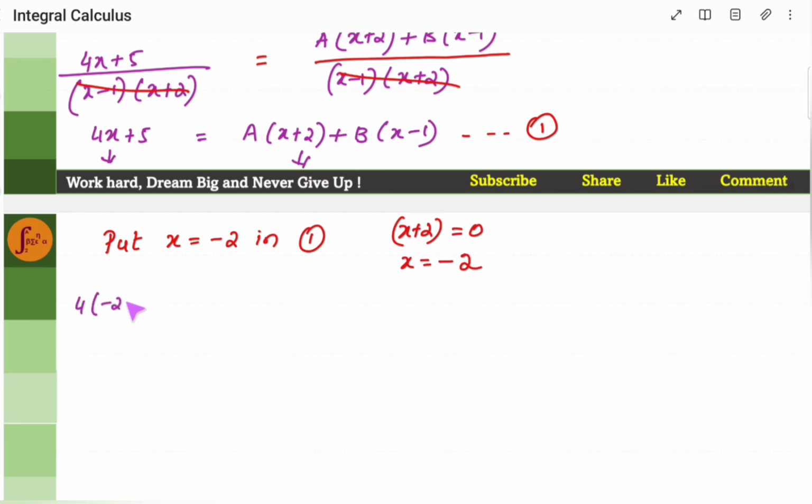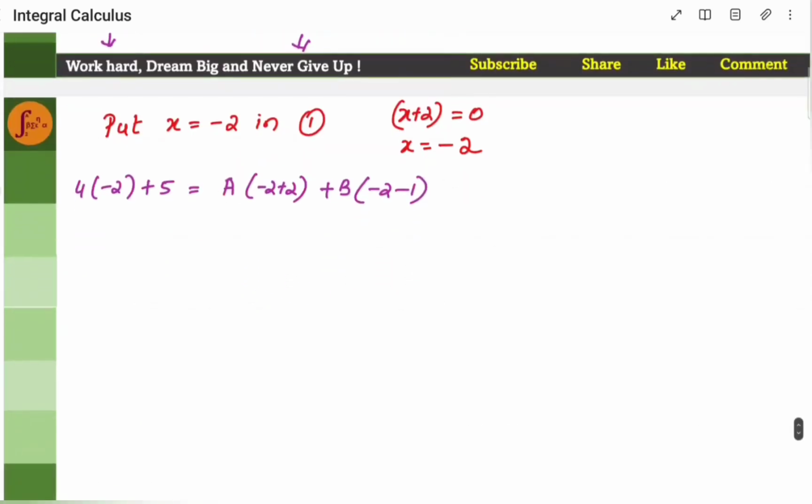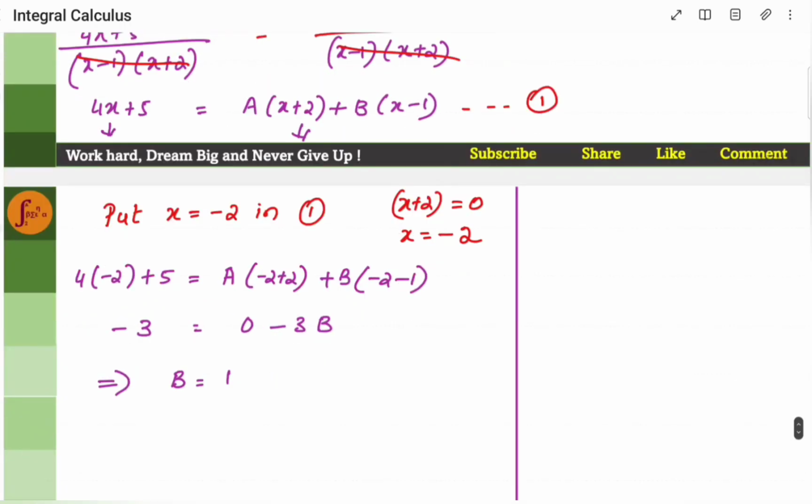So I'll get 4 into minus 2 plus 5 is equal to a into (minus 2 plus 2) plus b into (minus 2 minus 1). So I'll get 0 plus minus 3b. And this will be minus 8 plus 5, which is minus 3, which is nothing but b becomes 1.